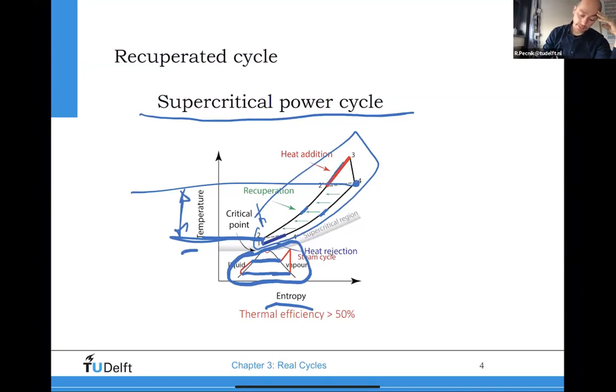So the only necessary heat addition in this cycle is happening here. And this cycle has been developed now for solar energy. So this heat addition here is coming from solar energy. It's a solar thermal power plant where they will use this power cycle, or for heat recovery systems as well.